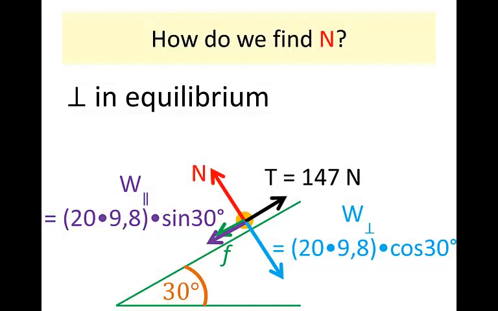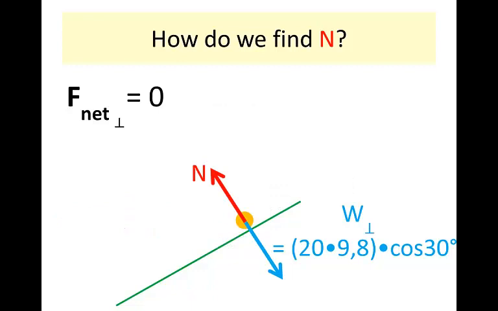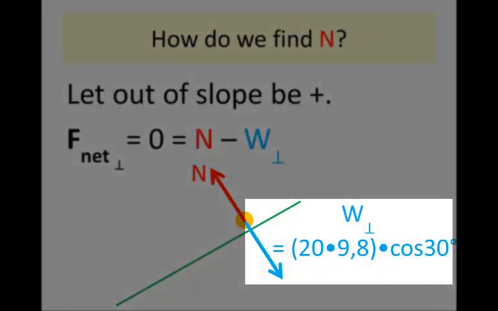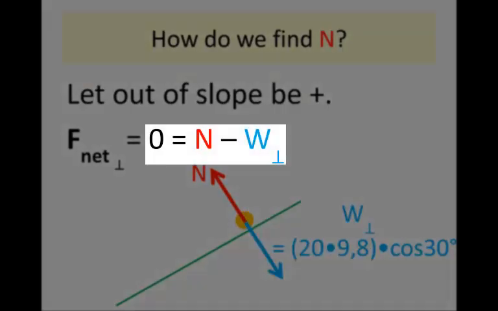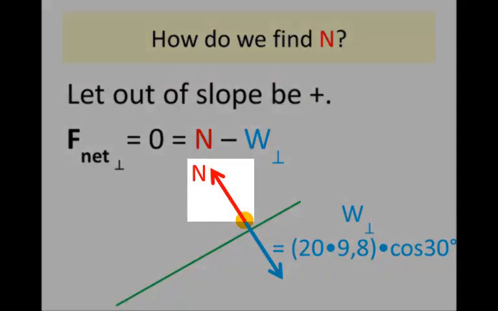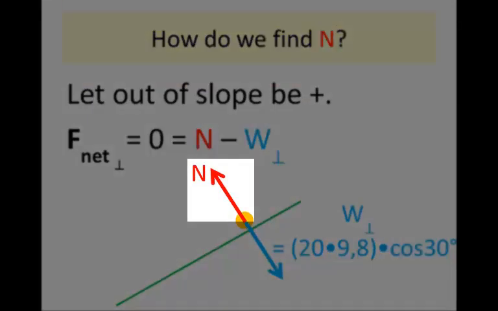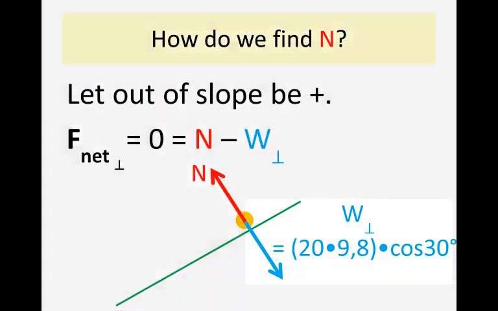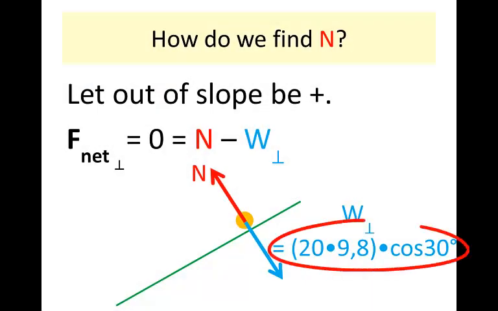That means that all the forces acting perpendicularly on the object cancel one another's effects out. What are those forces? There are only two of them. Normal perpendicular out of the slope and weight's perpendicular component into the slope. And the vector sum of those two is 0, which means that in magnitude, the normal and the weight's component perpendicular into the slope are equal to one another. So the normal force is equal to 20 times 9,8 cos 30 degrees.